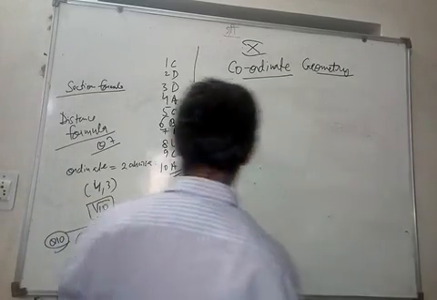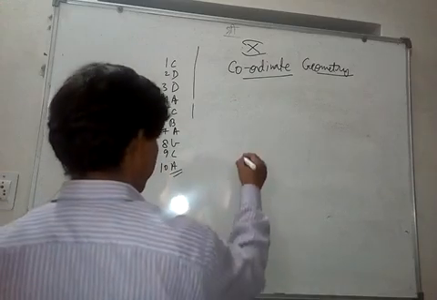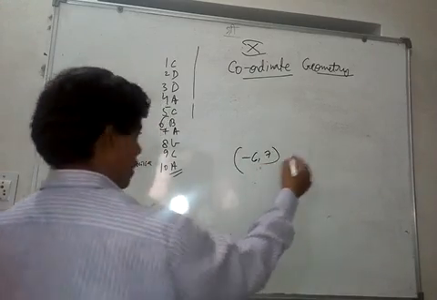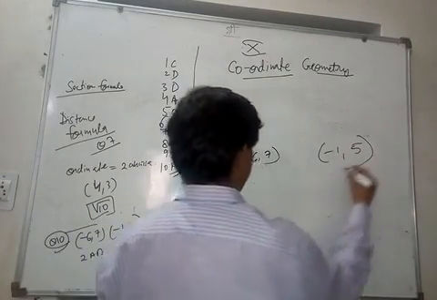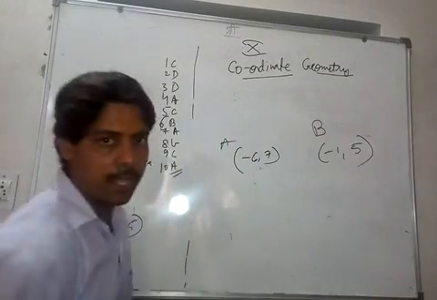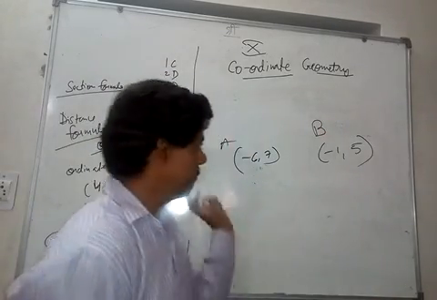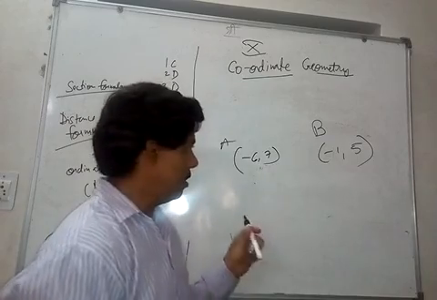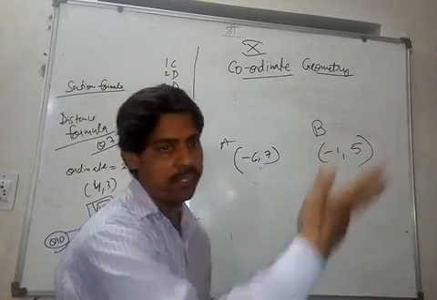Question number 10 is minus 6, 7 and minus 1, minus 5. You need to find the distance. This is point A and this is point B, and we need to find the distance between AB and the double of the distance.